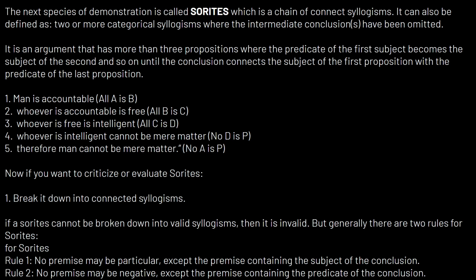Now, if you want to criticize or evaluate a sorites, you first break it down into connected syllogisms. If a sorites cannot be broken down into valid syllogisms, then it implies that it is invalid. But generally, there are two rules for sorites, and these are the two rules again that I put in as supplemental details that are not found in Coppens' textbook on mental philosophy and logic. So the rules are: Rule 1 is that no premise can be particular except the premise containing the subject of the conclusion. And Rule 2 is no premise may be negative except the premise containing the predicate of the conclusion.